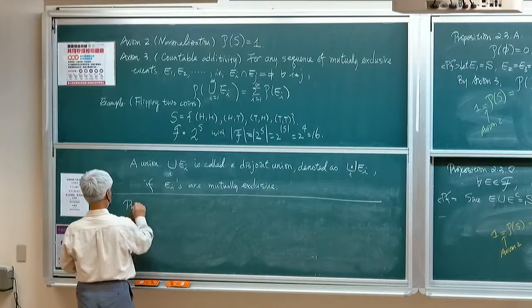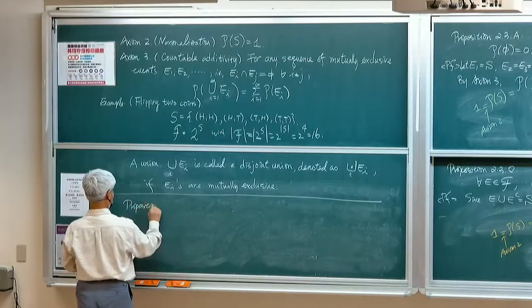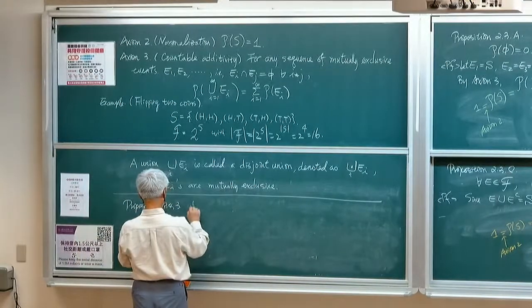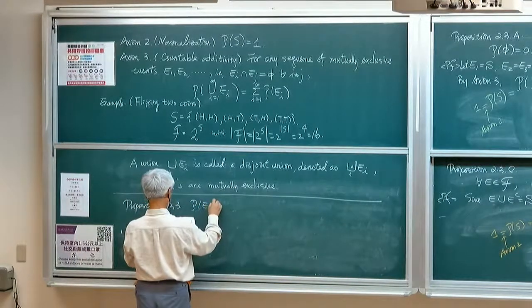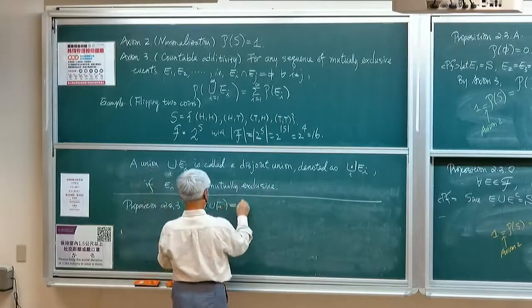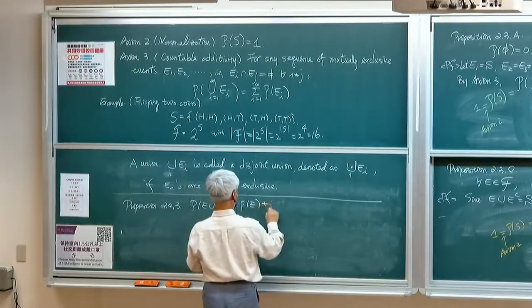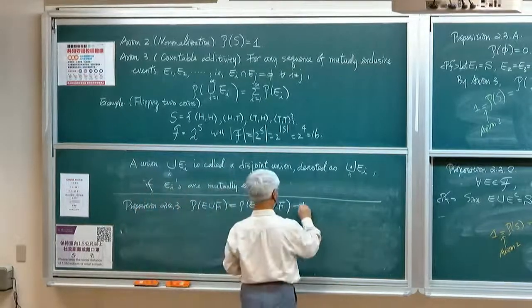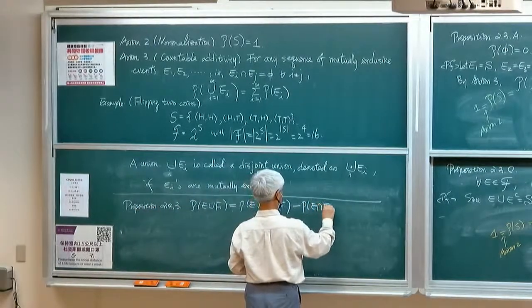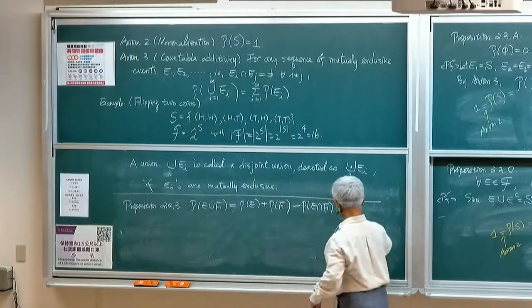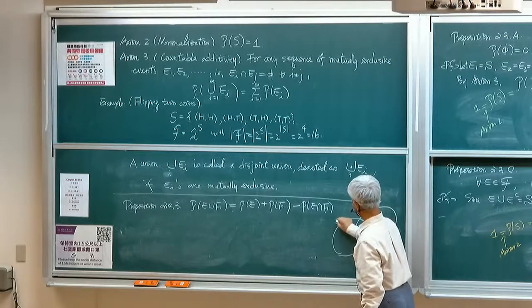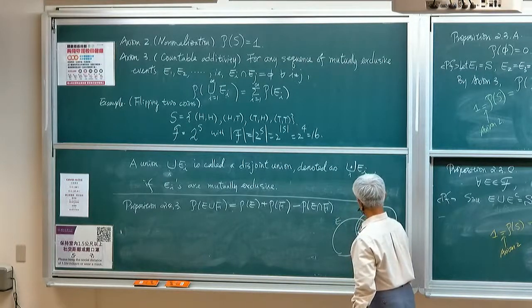Okay. Proposition 2.4.3 is that the probability of E union F is the probability of E plus the probability of F, but minus the probability of E intersection F. Now look at the Venn diagram of this situation in general. So we have E and F here. So this is E in this.